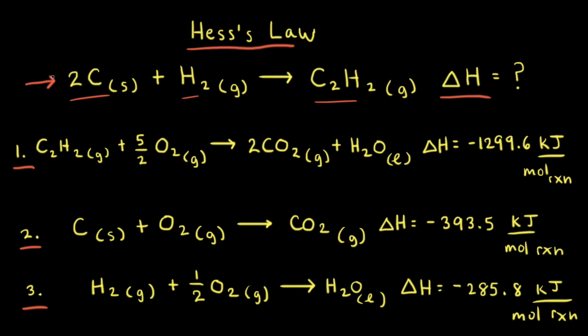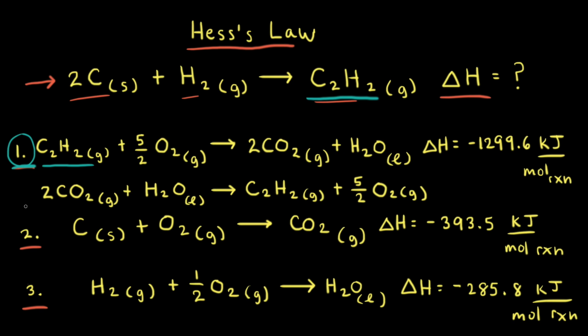For example, if we look at reaction 1, there's 1 mole of acetylene on the left side of the equation. And if we compare that to the original reaction, there's 1 mole of acetylene on the right side of the equation. So we need to reverse equation 1 to make it look more like our original reaction. To save time, I've gone ahead and reversed equation 1, so you can see I did that down here.